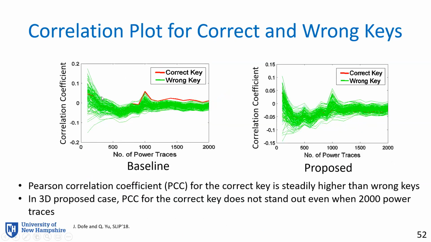This is the correlation coefficient we obtained from the Riscure Inspector analyzer. As we show here, for the baseline, you will see the correct key has a higher correlation coefficient than the wrong keys. That means in the baseline, we are able to retrieve the key bit. Now, once we apply our proposed method, which takes advantage of multiple supply voltages driving the crypto modules, you see that the correlation for the correct key is lower than for the wrong keys. So the key will not even be retrieved after 200 power traces.